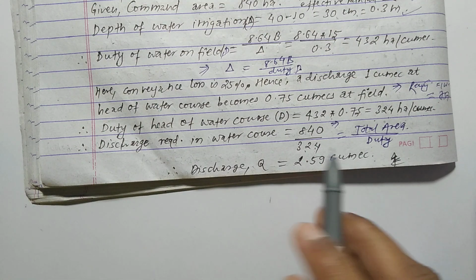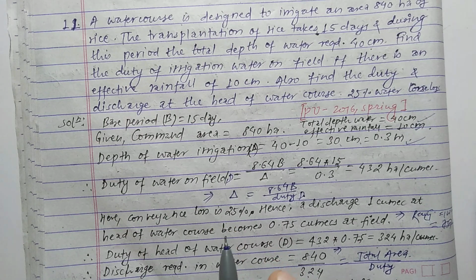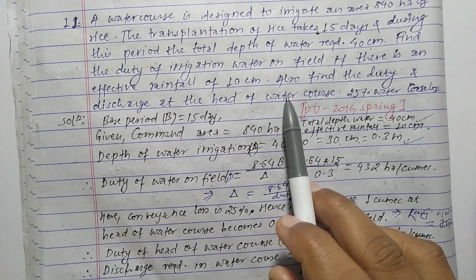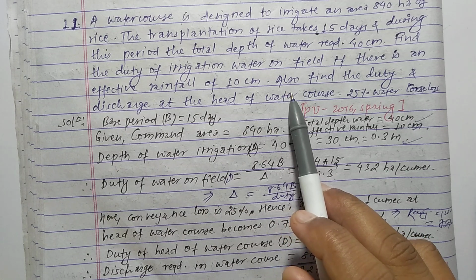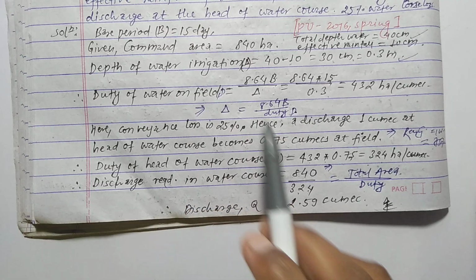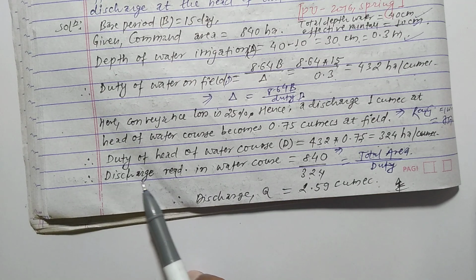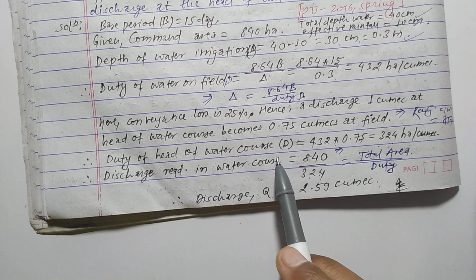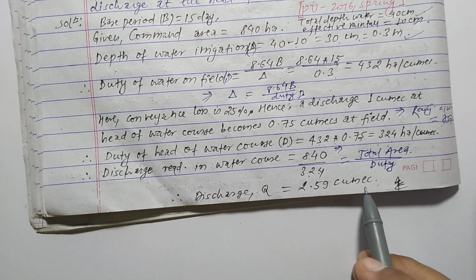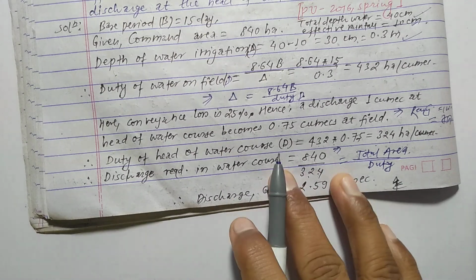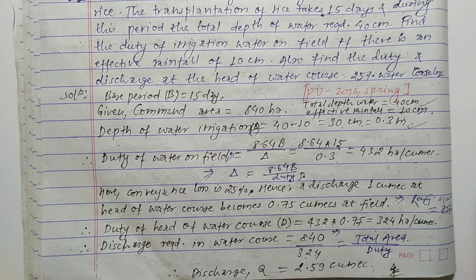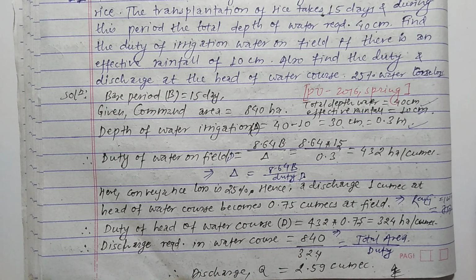So you can see here, in the question we were asked to determine the duty and discharge. In this way, we already calculated duty equal to 324 and the discharge is 2.59 cubic. So in this way we can complete this numerical 2. I hope you guys are understanding. So we have completed this numerical.